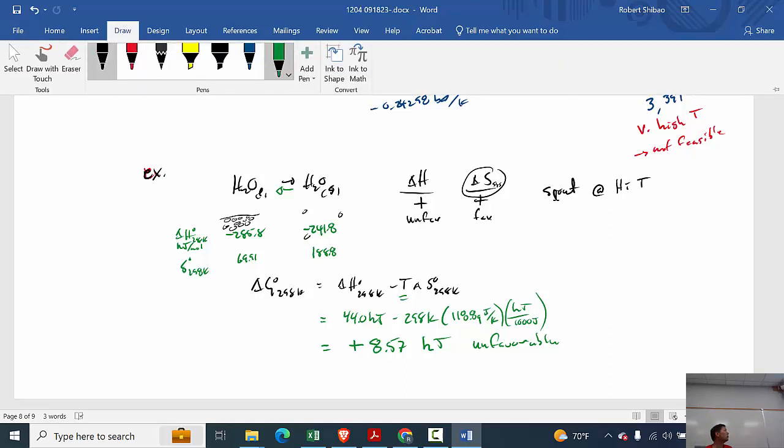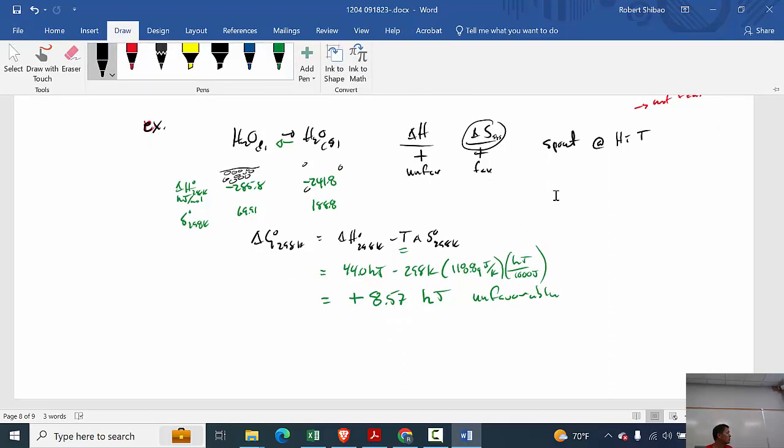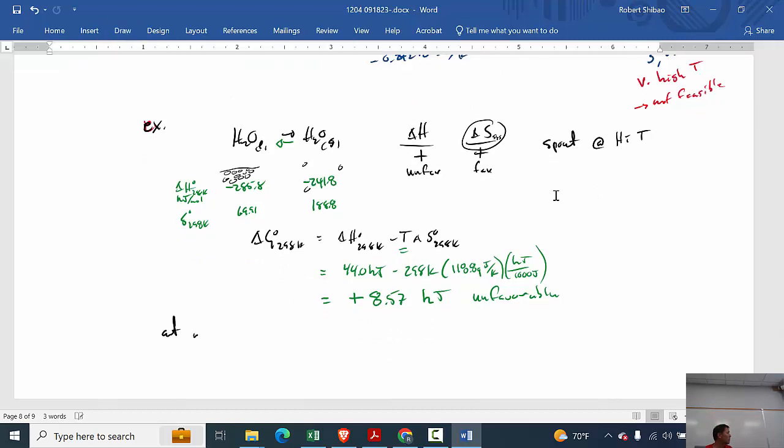And so what we're going to do here is look at what temperature it goes spontaneous. At what temperature will this go spontaneous? Well, not everything will go spontaneous. For example, if it were plus minus, it would never go spontaneous. Actually, you could calculate the temperature, but the temperature would make no sense. We can always calculate temperature.